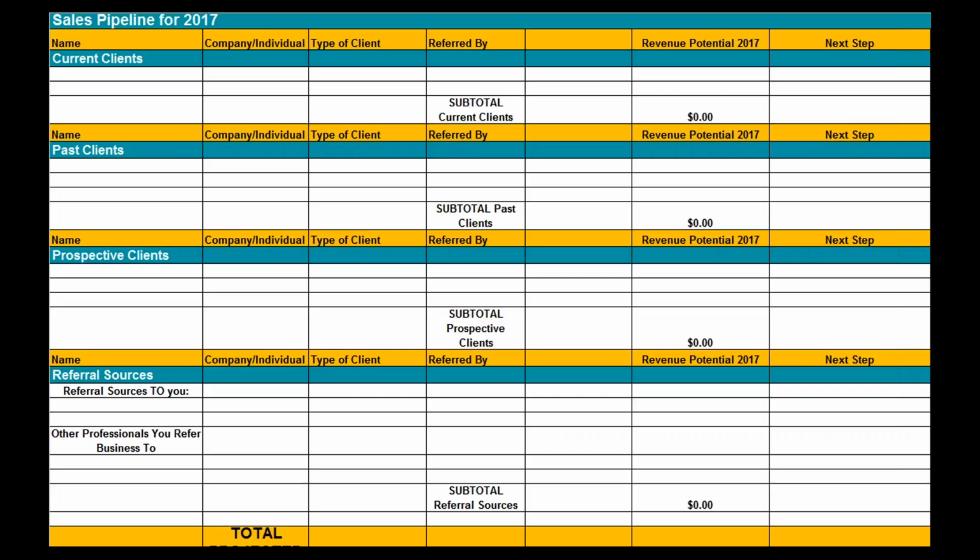So the sales pipeline gives you an opportunity to identify those groups that we were talking about: your best current clients, past clients, prospective clients, referrals you make, and people who make referrals to you. But what it actually does is it forces you to think about the financial side of these individuals. Now, I removed a whole bunch of lines here so that I could fit this all on one page, but you do want to think about the potential revenue that this person might have for you in 2017. And then, most importantly, this is the most important column of this whole document: next step. What are you going to do to continue to build the relationship?